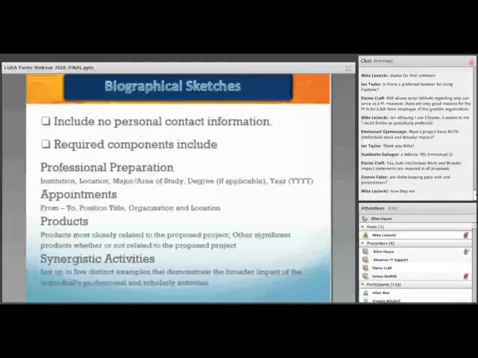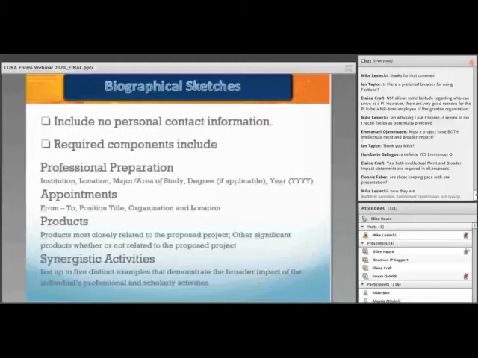The components of the bio sketch are outlined on this slide. You do not include personal information. It's really looking at the components that address education and experience to run the grant project. So you would provide your professional preparation, and they give a very distinct way you would do that by listing the institution, location, major area of study, the degree if applicable, and the year. Your appointments, so listing in reverse chronological order all of the individual's academic and professional appointments, beginning with current employment, including the time frame, position, title, organization, and location.